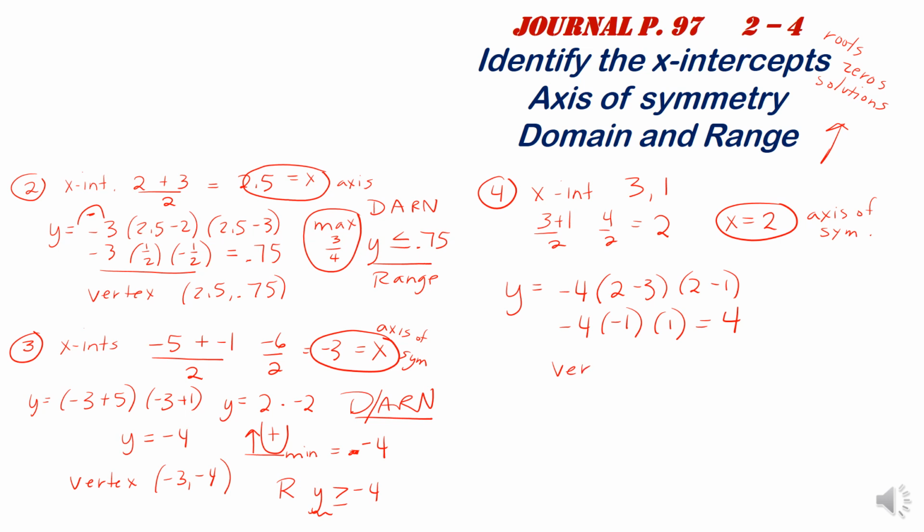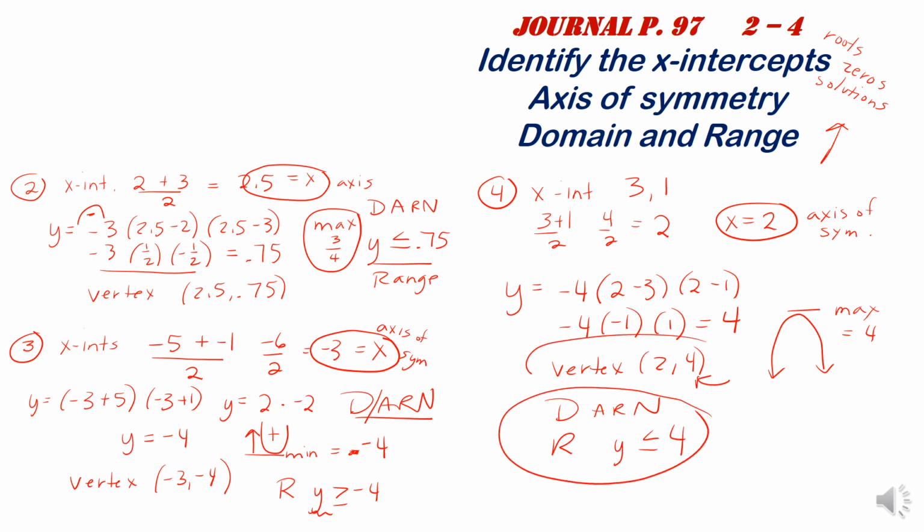So now I've got my vertex is 2, 4. This is a sad graph, so I have a maximum. My domain is all real numbers because these go on forever. And my range is my maximum equals 4 because it's the y of the vertex. And my range is y is less than or equal to 4. So there are all of your answers for that one. Okay, everybody good with that? Okay, there's the answers just in case you want to check.